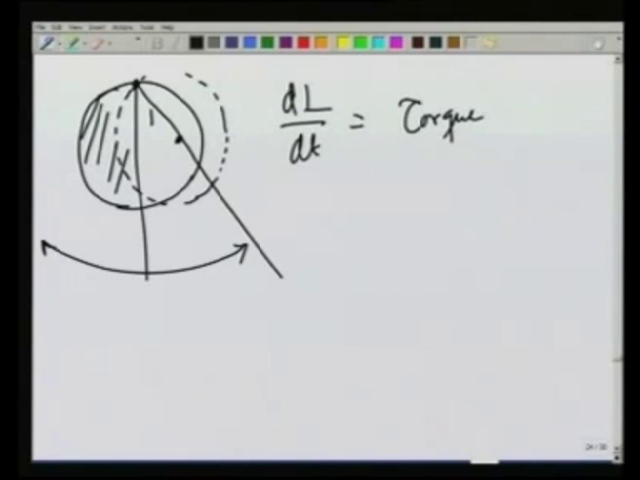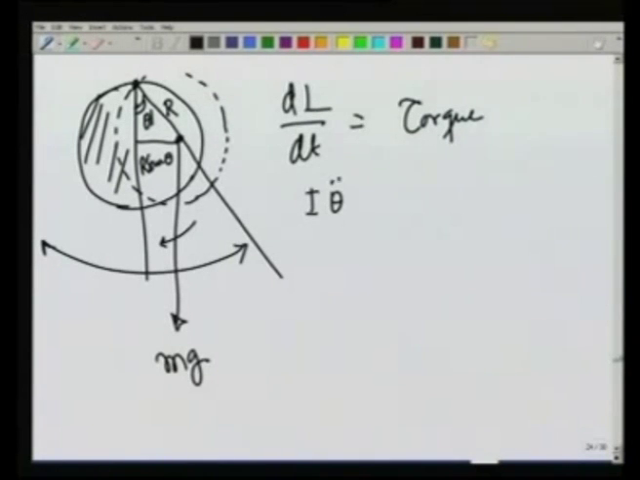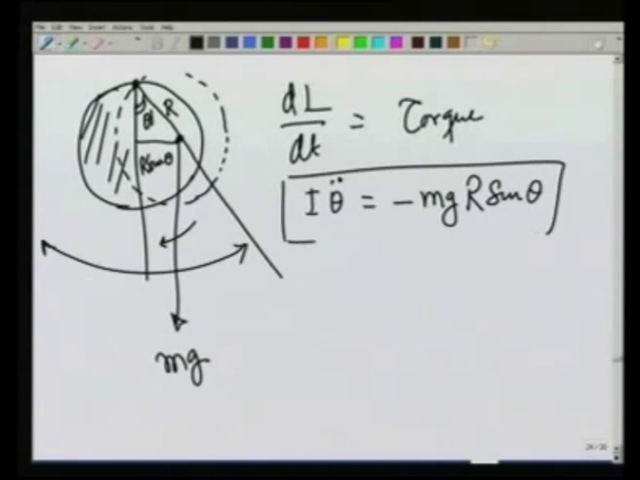In this case, the torque is going to be due to its weight mg, which will be at a distance r sine theta, if the radius is r and this angle is theta. And this is going to be opposite to the displacement, and therefore I can write I theta double dot is equal to minus mg r sine theta. That is the equation of motion governing the motion of this disk when displaced from its equilibrium position.